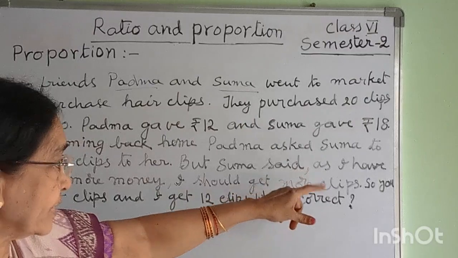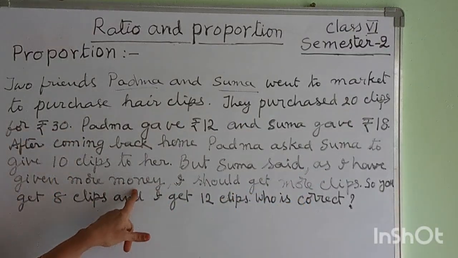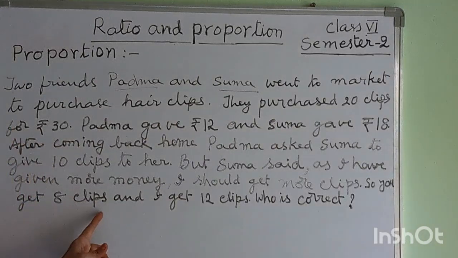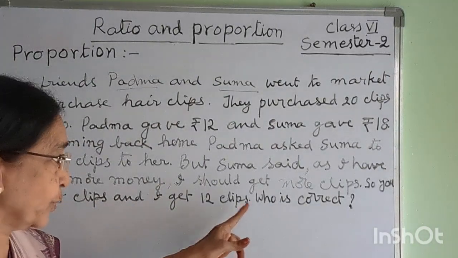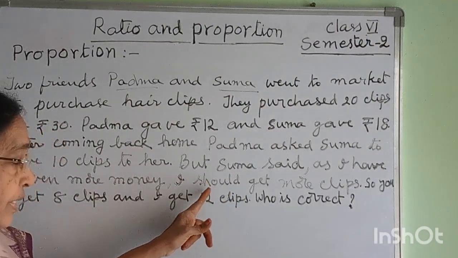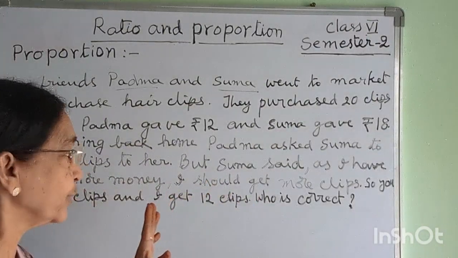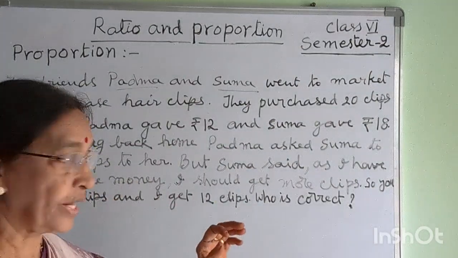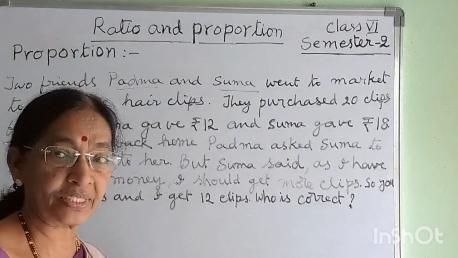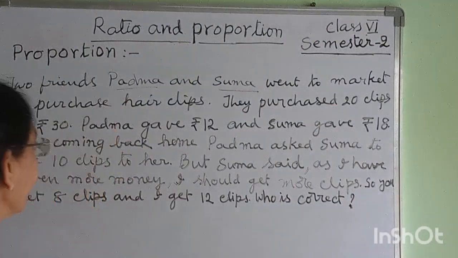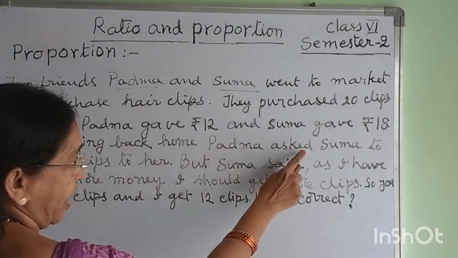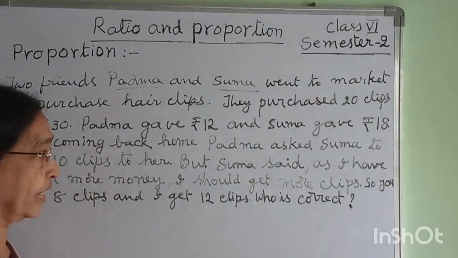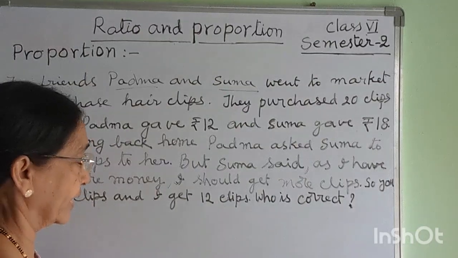So Suma said, as I have given more money, I should get more clips. So you get 8 clips and I get 12 clips. Who is correct? Let us analyze who is correct and who is wrong. After coming home, Padma asked Suma to give 10 clips to her. Then the other girl, Suma, also gets 10 clips.